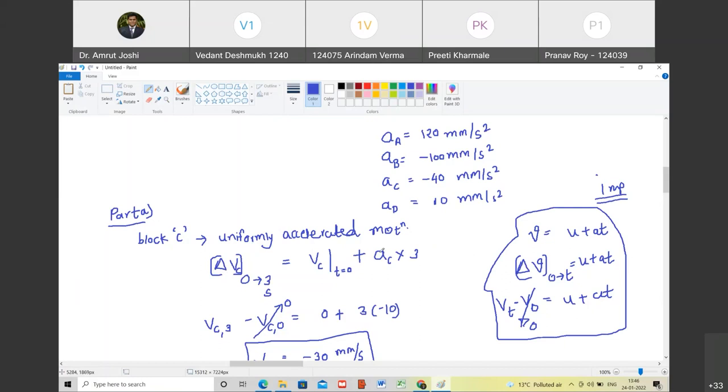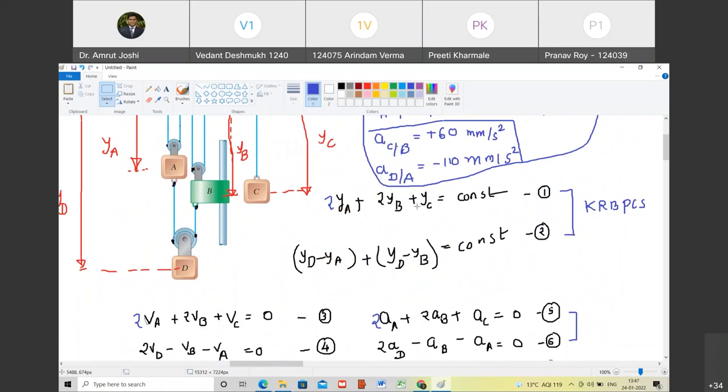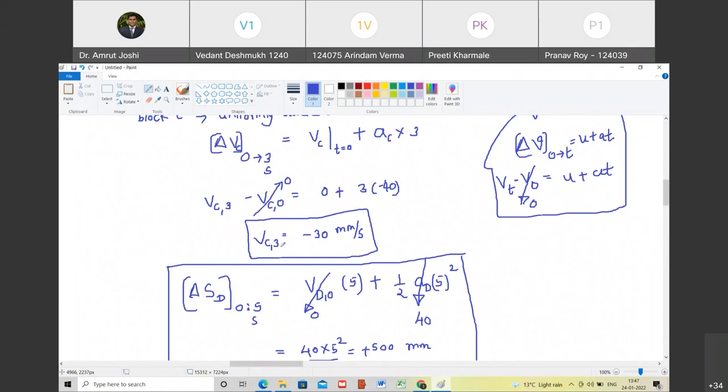Agreed? Yes, sir. What is acceleration of block C? Acceleration of block C is minus 40. So I substitute that as minus 40. Then velocity of block C at time 3 minus velocity of block C at time 0. But what is velocity of block C at time t equal to 0? It is 0. Are you with me? Yes. So therefore, velocity of block C at 3 seconds is 3 into minus 40, that is minus 120 mm per second. Are you with me? Yes, sir. Okay, great.